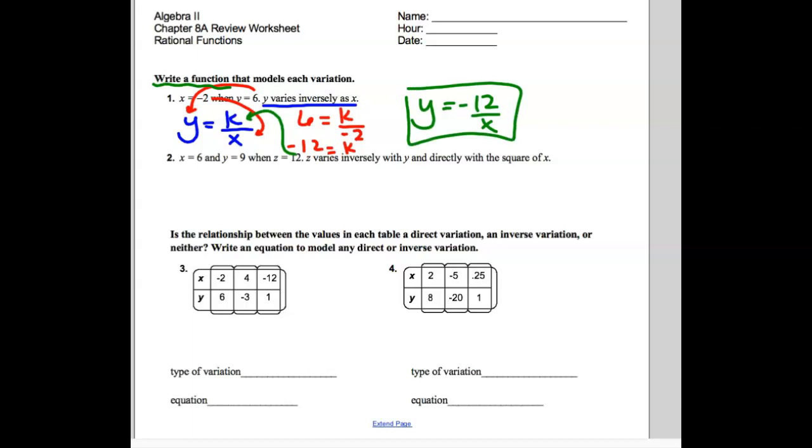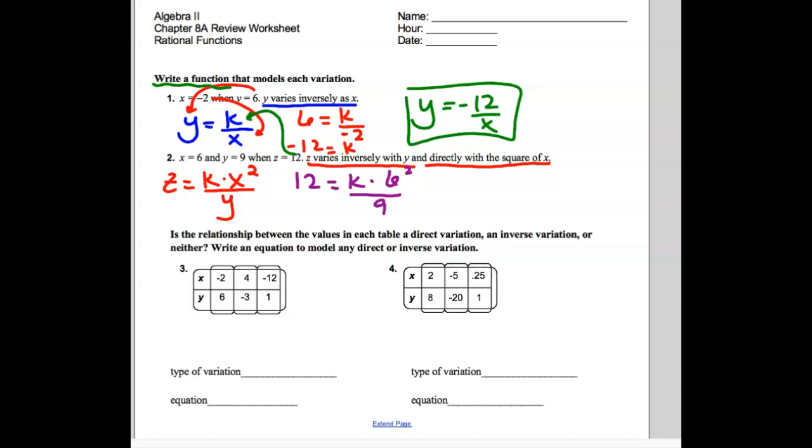Okay, second question. We have x equals 6 and y equals 9 when z equals 12. Our variation statement says z varies inversely with y. So we're going to start out z varies. Inversely with y means y is on the bottom. And directly with the square of x means we're going to plug in an x squared in a direct relationship. So it's on top. So we have our basic structure. Now we can dump in our values for our variables. We know that z is 12, x is 6, and remember you're squaring that, and then y is 9.